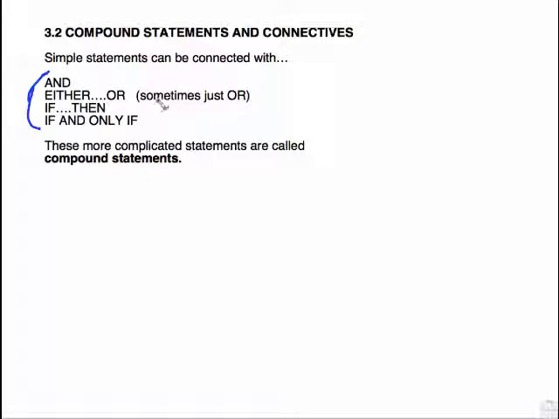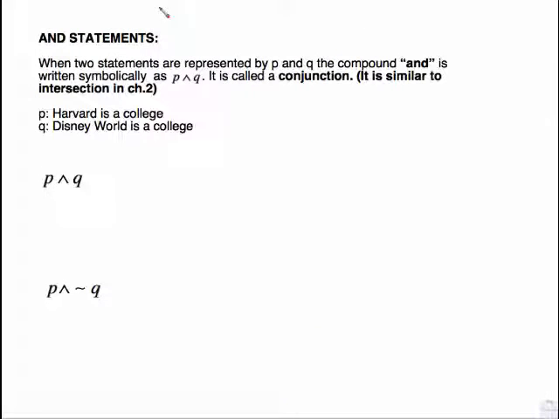Those are just a couple word examples of compound statements. The connectives are and, or, if then, if and only if. So let's look at each one individually. And statements. When two statements are represented by P and Q, the compound and is written symbolically as P ∧ Q. So when you see the upside down V, you need to say to yourself the word and. Don't say upside down V. It is called a conjunction, and it is similar to intersection that we had in Chapter 2. Remember, the intersection set looked like an upside down U, so this just has a pointy little top there.